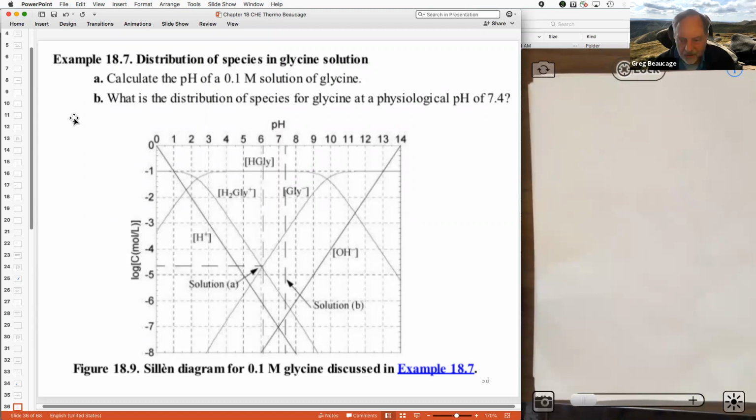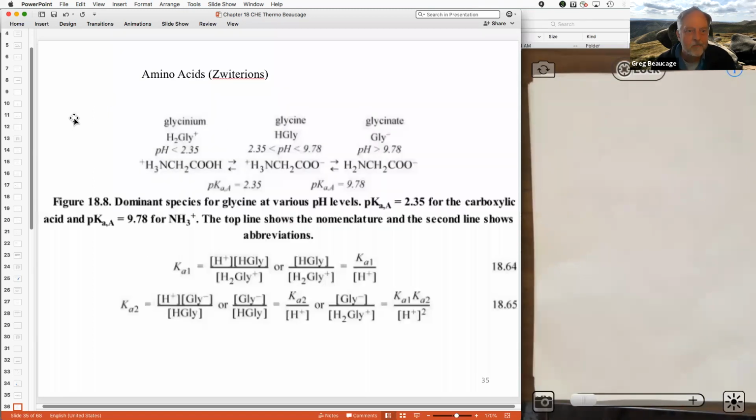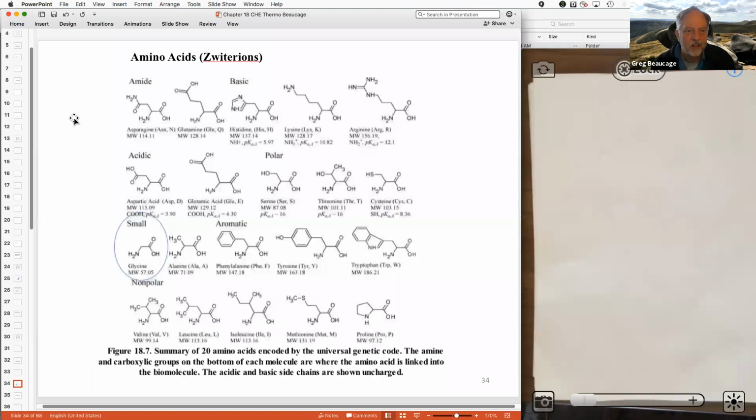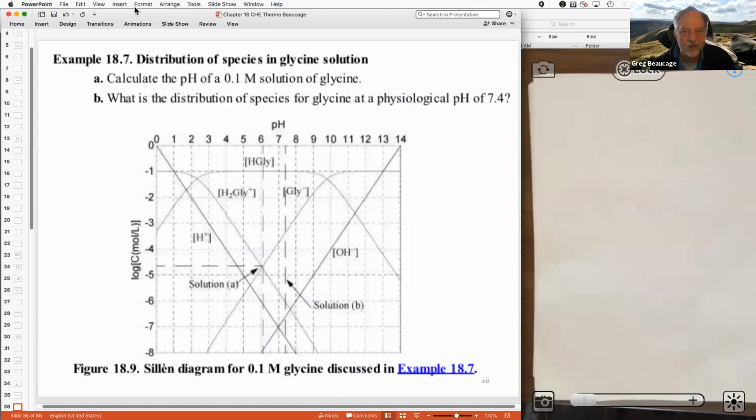Let's see, what are the two solutions on this? Zwitterion. I'll calculate the pH of 0.1 molar, and then what's the distribution at 7.4? So if you just put it in water, you get pH 6.2, like this intersection. And if you put it into 7.4, then you get these species.